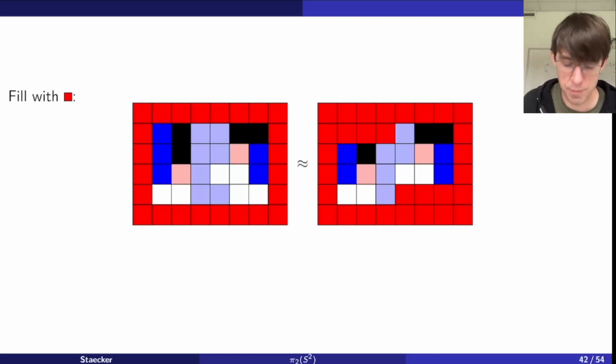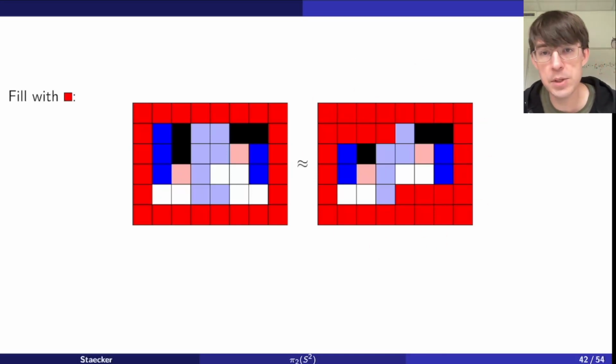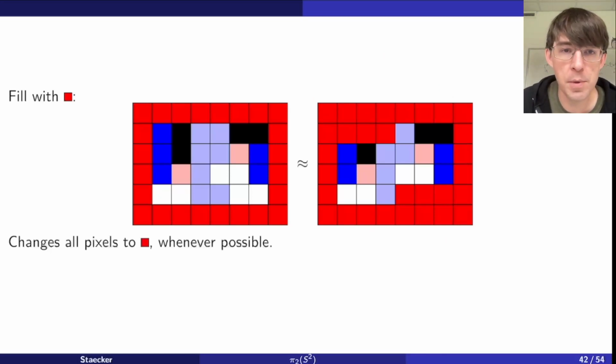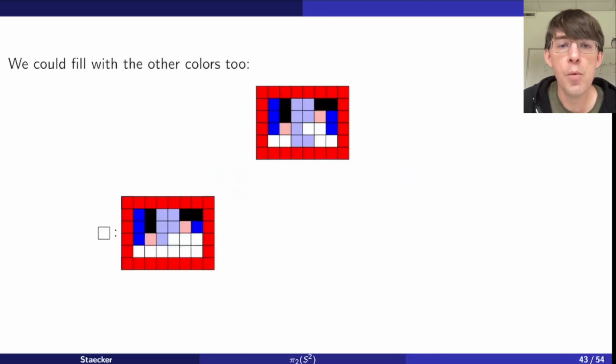So filling with red means change everything to a red which could possibly become red without violating the continuity. All right. You can fill with the red. You could also fill with other colors. It changes all pixels to red whenever possible. All right. We can fill with other colors.